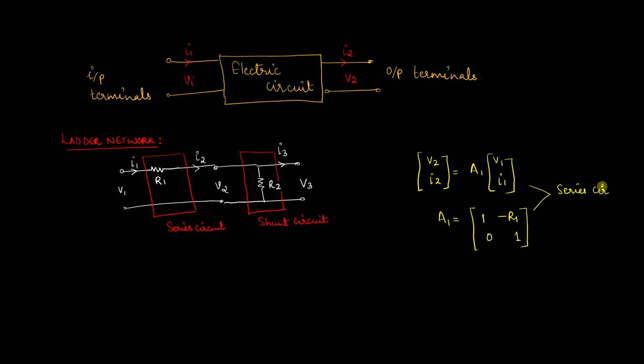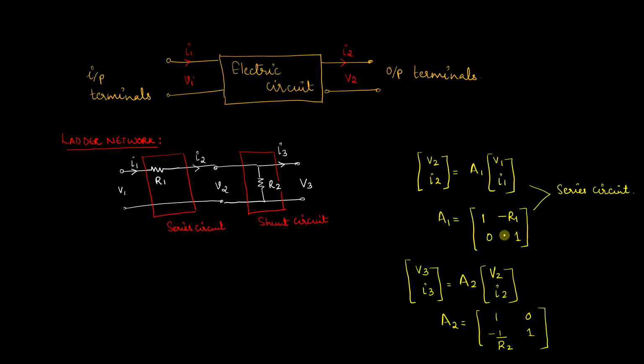If we want to represent the transfer matrix for the shunt circuit, we will have the outputs V3 and I3. The transfer matrix, let us consider it to be A2, and we have the inputs as V2 and I2. A2 can be represented as equal to [1, 0; minus 1 by R2, 1]. So if you observe, in the transfer matrix we have the diagonal elements equal to 1.